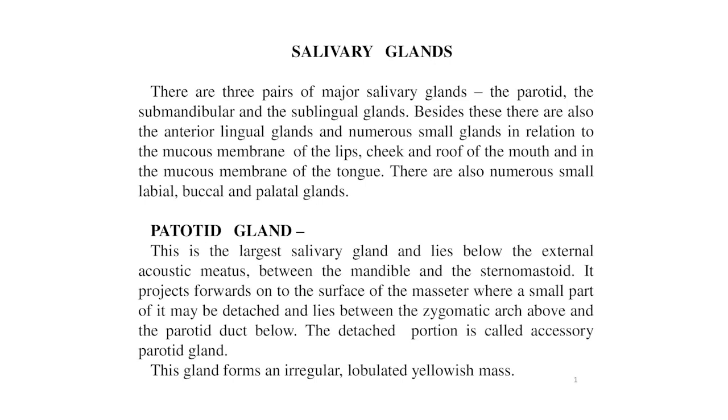First salivary gland is the parotid gland. This is the largest salivary gland and lies below the external acoustic meatus between the mandible and the sternomastoid. It projects onto the surface of the masseter, where a small part of it may be detached and lies between the zygomatic arch above and the parotid duct below. The detached portion is called accessory parotid gland. This gland forms an irregular lobulated yellowish mass.